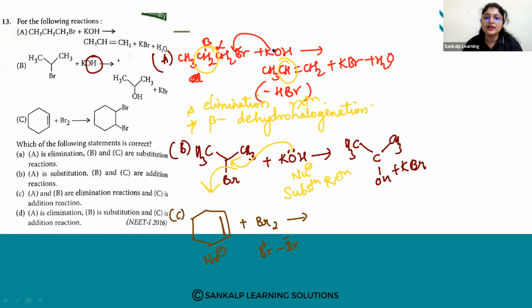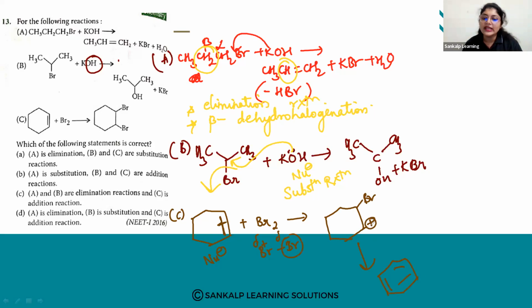So this Br will cleave as Br plus and Br minus. So that is delta plus, delta minus. The bond will break here and your Br will be added, and here it will be positive. Next, the other Br which is left will add across this positive charge.